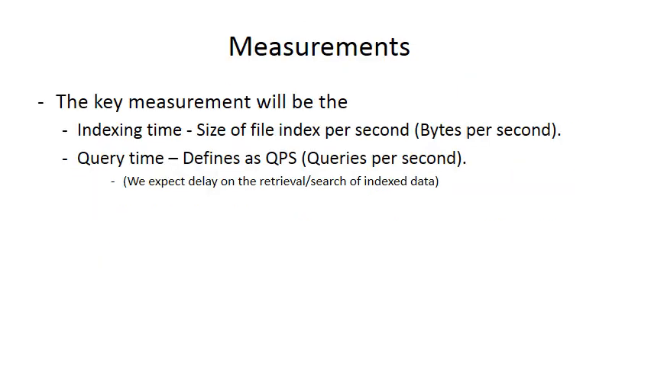Once we have the indexing and the retrieval in place, we are using the following measurements. The main key thing is the indexing time, which is the size of the index per second, so the unit will be bytes per second. And the query time, which is defined as queries per second. We got some surprising results, which we will show in a later slide.